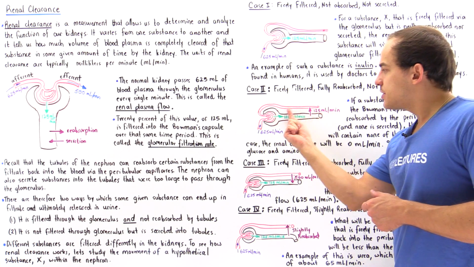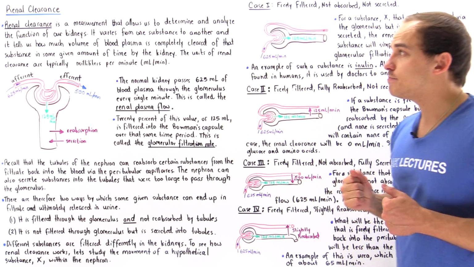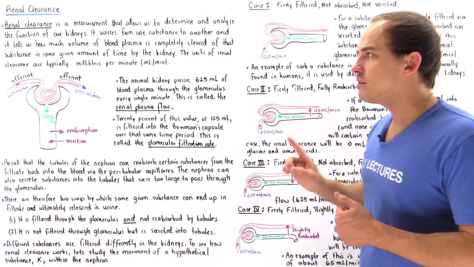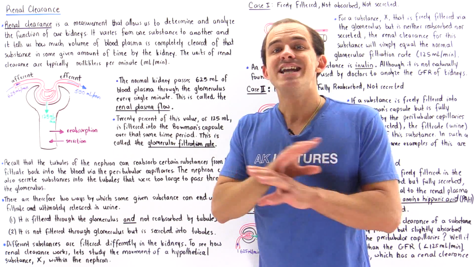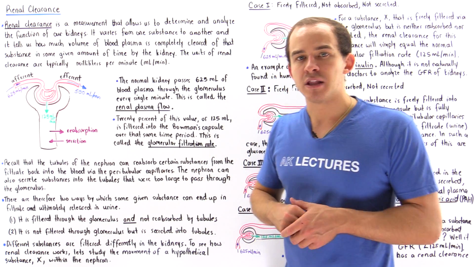Well, if we take this and subtract this, we simply get 0, and that means the renal clearance of this substance is 0 milliliters per minute, or none of that substance is actually removed from the blood plasma.